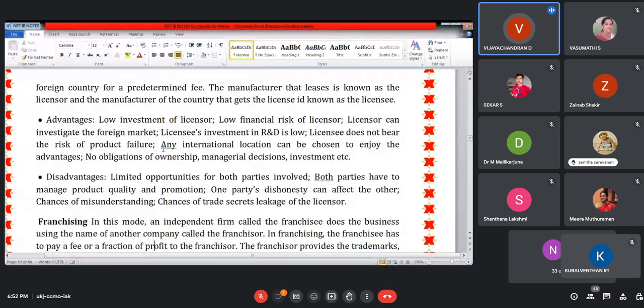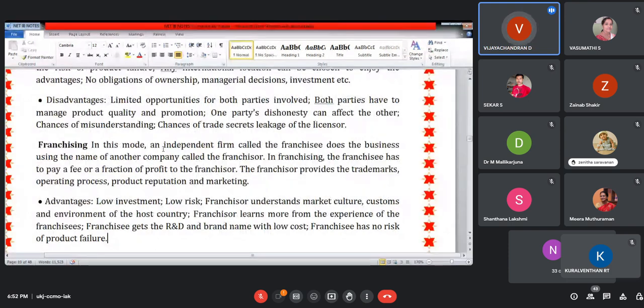And the next one is franchising. As you know, in this mode the independent firm called the franchisee does a business using the name of another company. They are simply giving the right of using the name. So the hotels are there, many hotels are there. They will use the name of the hotel, but the product, the way of production, will not depend on the franchisor. So the franchisee only uses the name of the product, the name of the company. That is another way of entering into the foreign market, franchising. For that, they will pay the fees for the usage of the name.